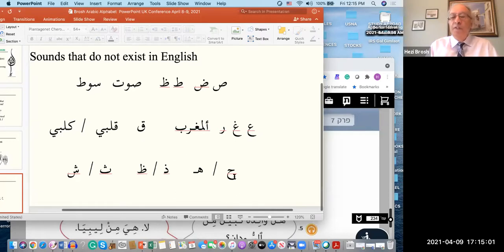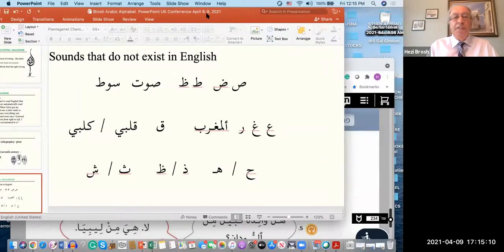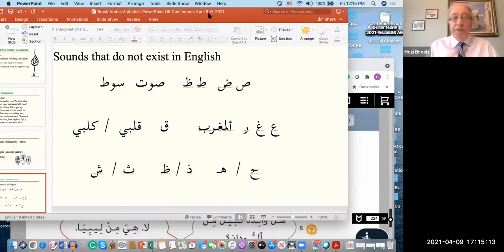They confuse the ha with the ha, dhal with dha, tha with sheen. So there are a lot of things for them to learn. And teachers sometimes think, oh, it's 1, 2, 3.